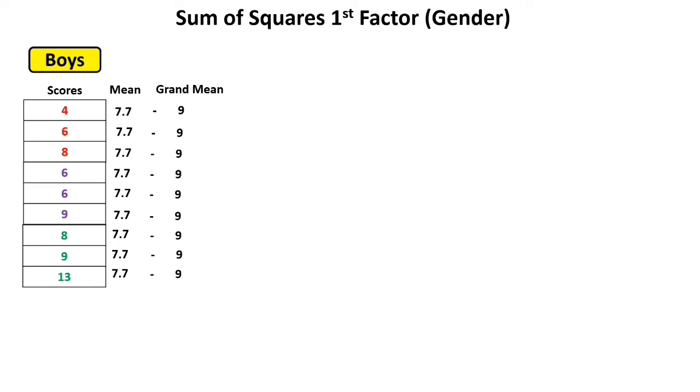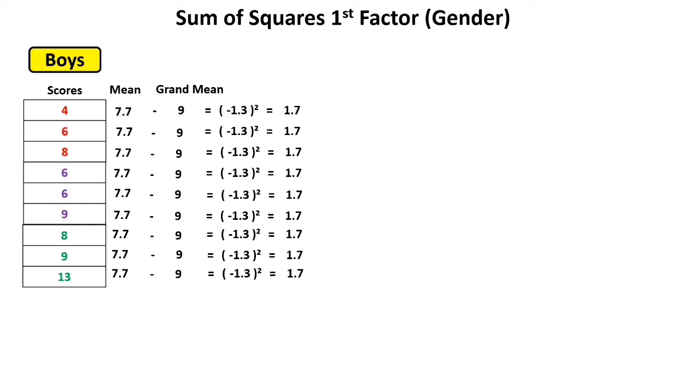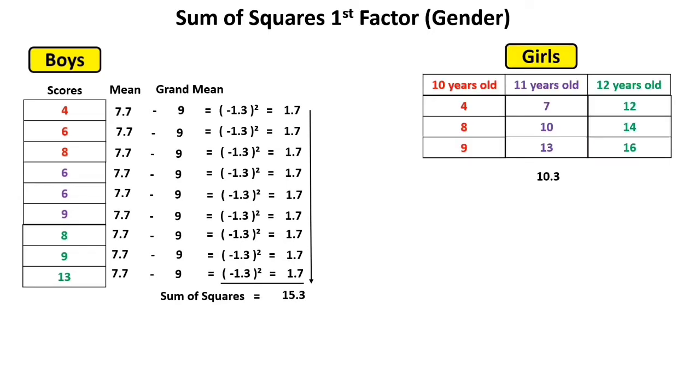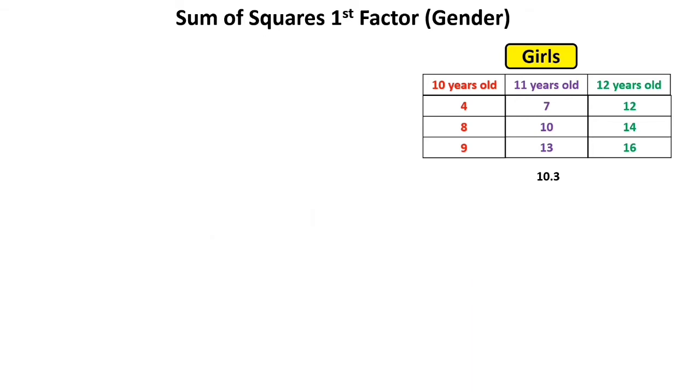So, 7.7 minus 9 is equal to negative 1.3. Then, square that, and that is equal to 1.7. Since they are all the same, let's just do the same all the way down. Then, let us sum this up, and that is equal to 15.3.